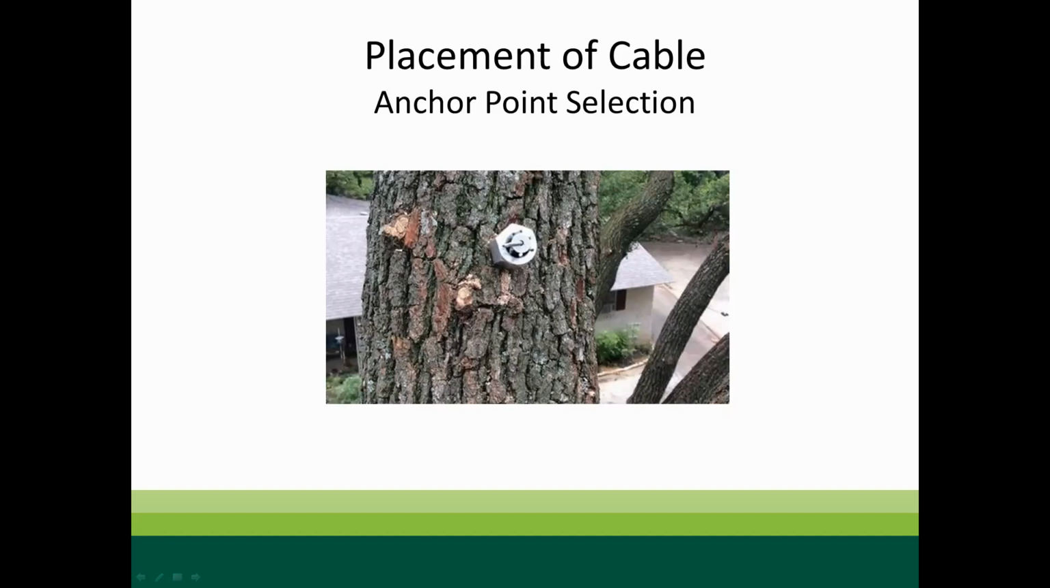So moving on to placement of our cable. Our anchor point selection is super, super important. When installing either steel or dynamic cables, the anchor point of each cable is critical to the success of the support system, including the correct height of it. In the next section, we're going to go over what considerations we need to take into account when selecting our anchor points.